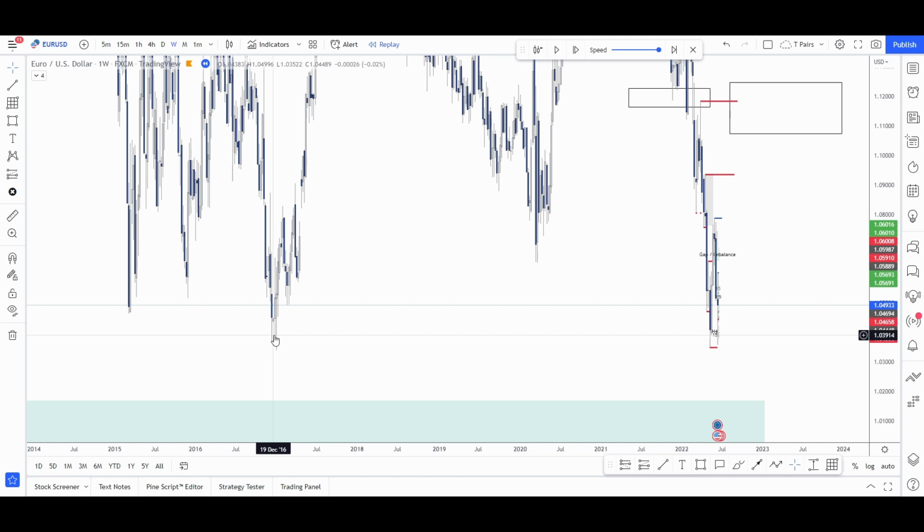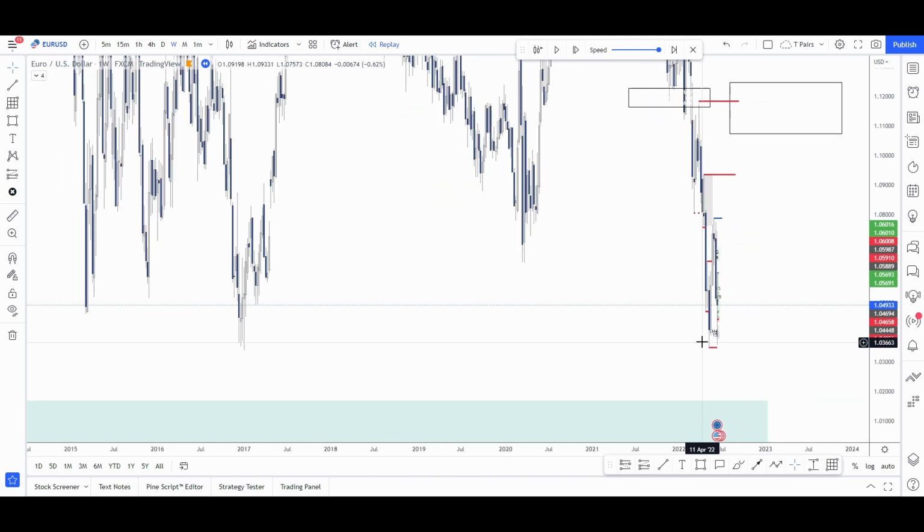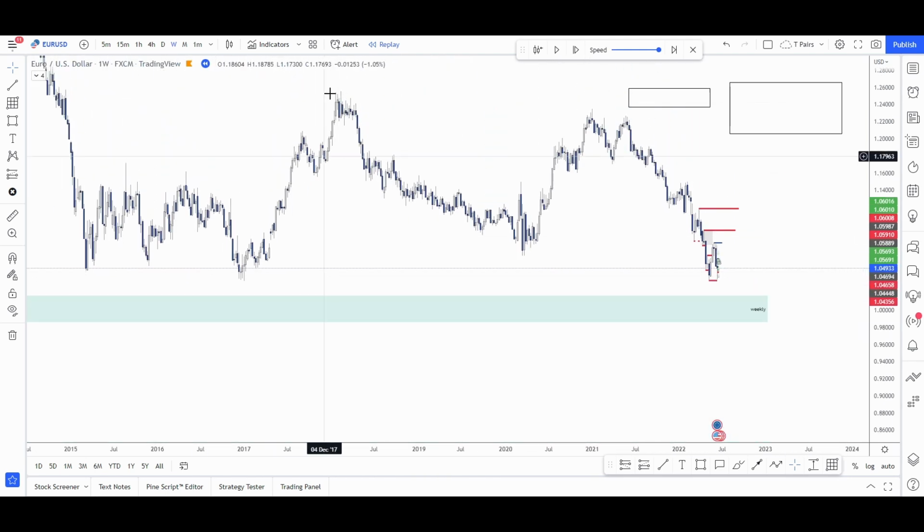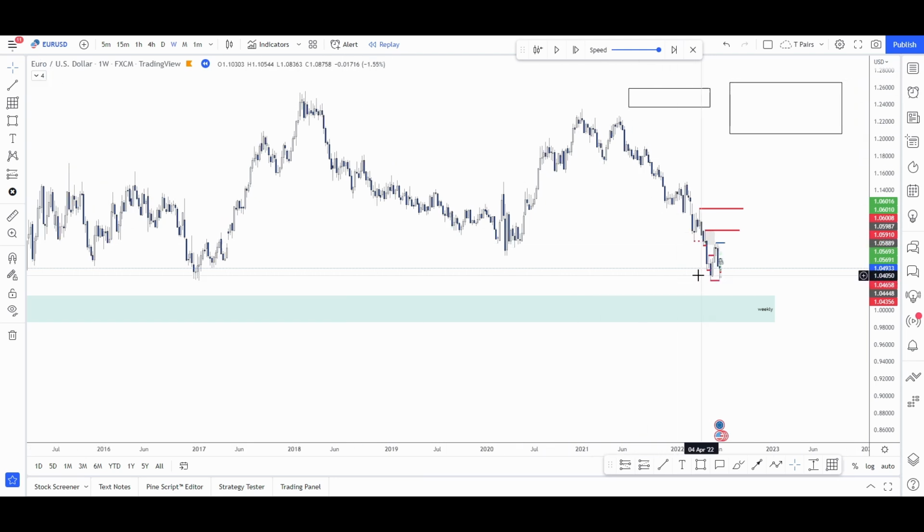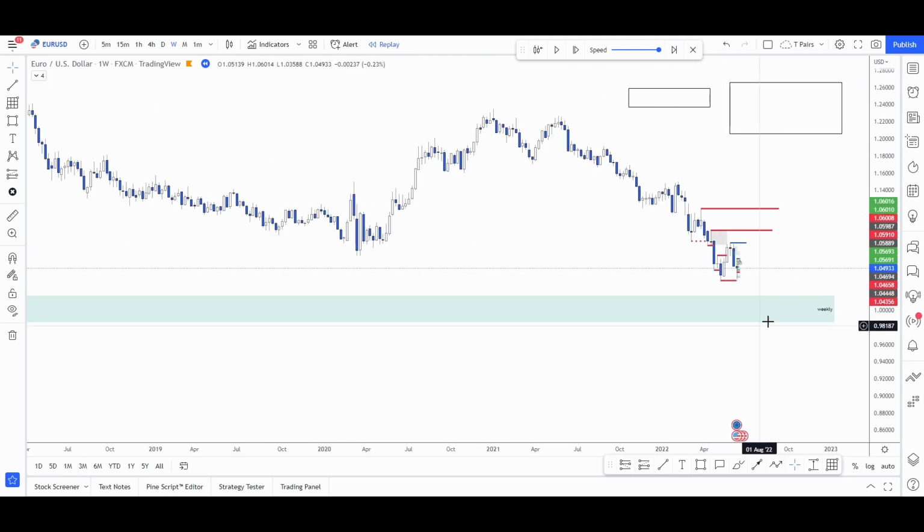A ton of wicks back down there in late December 2016, but we didn't break that low. From there, we worked our way up, came down, created a new high over there, and didn't break it. It looks as though price is going to continue its way down to this weekly order block down here, or area of interest at least.